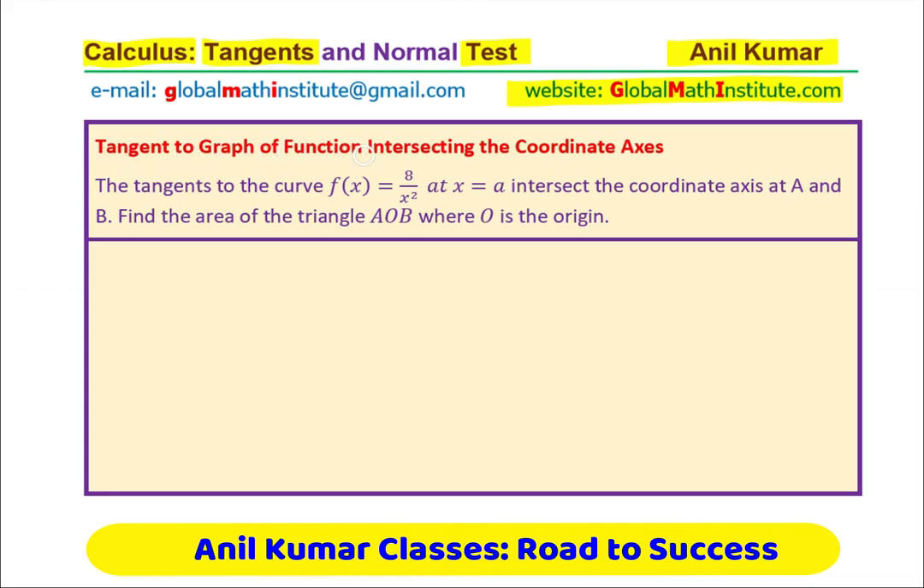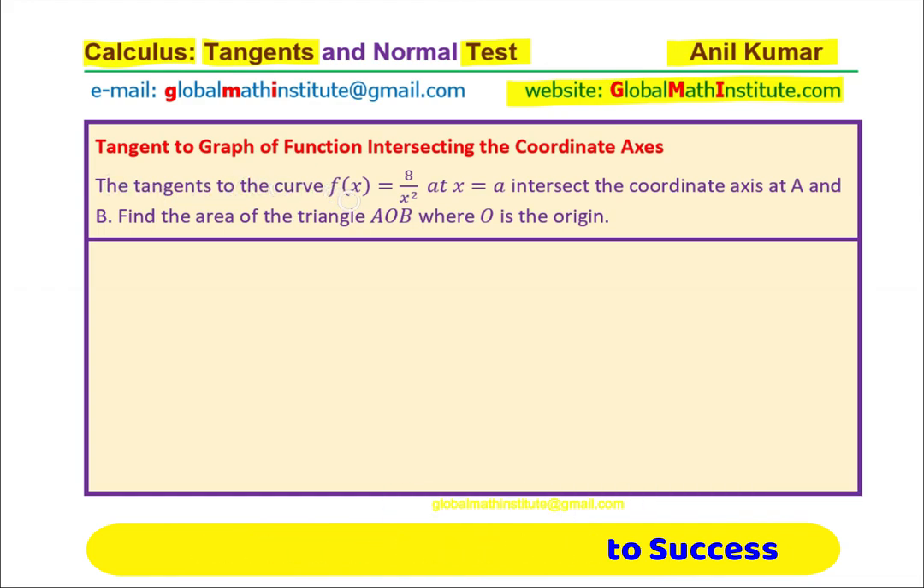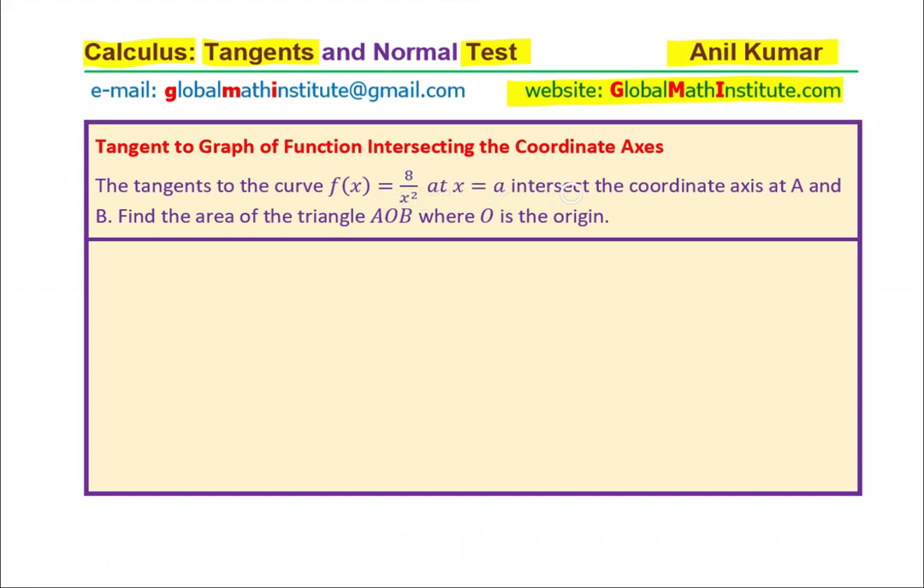Tangent to the graph of a function intersecting the coordinate axis. The tangent to the curve f of x equals 8 over x squared at x equals a intersects the coordinate axis at A and B. Find the area of triangle AOB, where O is the origin. You can always pause the video, answer the question, and then look into my suggestions.